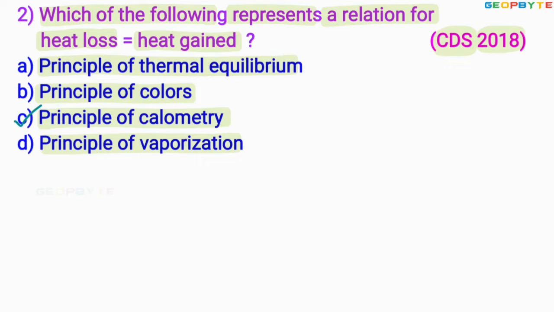The principle of calorimetry states like this. If there is no loss of heat to the surroundings, the total heat lost by the hot body is equal to heat gained by the cold body. Once again, the principle of calorimetry states that if there is no heat loss to the surroundings, the heat lost by the hot body is exactly equal to heat gained by the cold body. Therefore, option C is absolutely correct. I hope you got my point. Let us move to the next question.